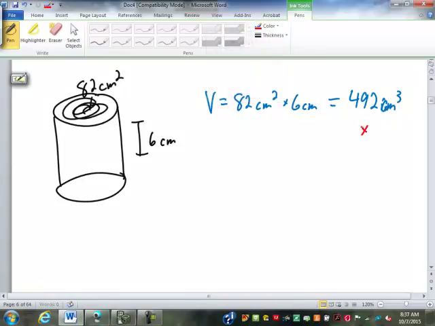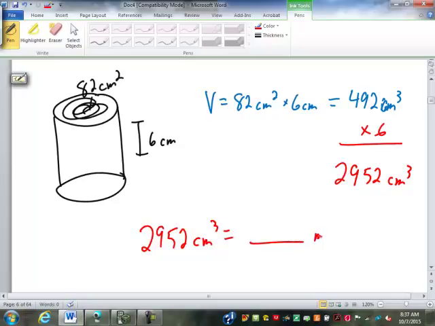If that's a 6-cylinder car, what's that multiply out to be? 2,952, something like that? Centimeters cubed. So that 2,952 centimeters cubed is how many milliliters? Remember, a centimeter cubed and a milliliter are the same thing. So 2,952 centimeters cubed is 2,952 milliliters.